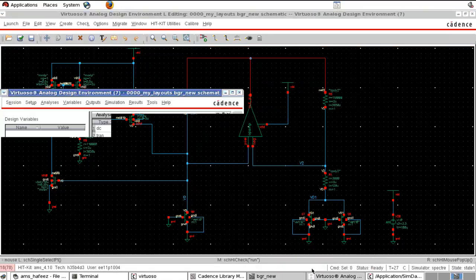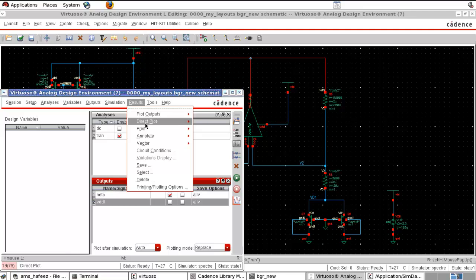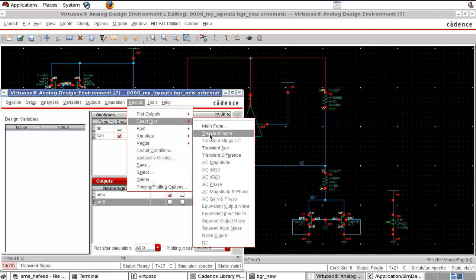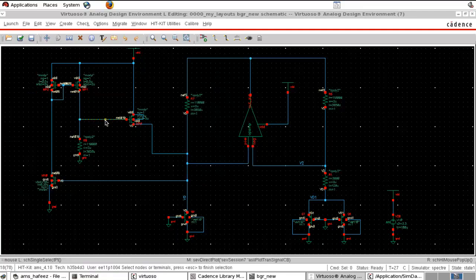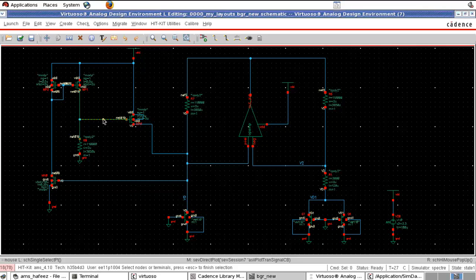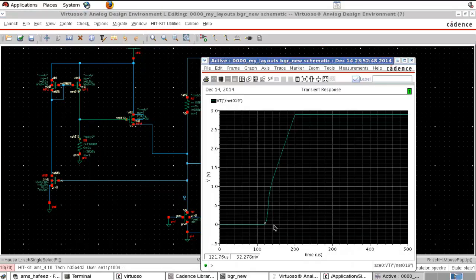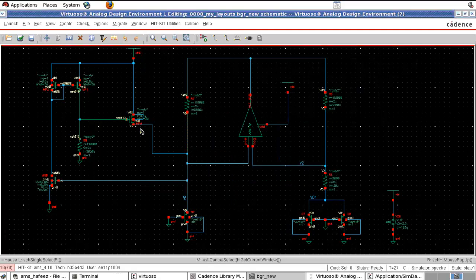And let us analyze the startup circuit. As we expect, initially this node potential will be below VDD, and once the BGR starts to function properly, this node potential should go near to VDD. So you can see initially it was 0. After the BGR is working properly, this is near VDD, and there will not be any current flowing through this startup circuit.